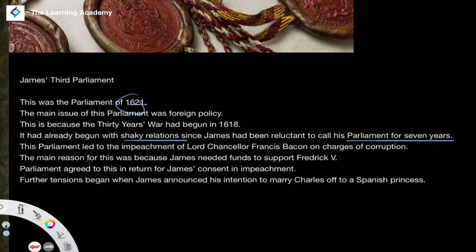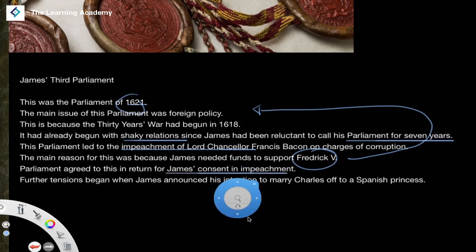And this Parliament ultimately led to the impeachment of the Lord Chancellor Francis Bacon on charges of corruption. And the main reason for this was that James needed funds to support Frederick V in the 30 Years' War. So again, this is an issue relating to foreign policy. And Parliament agreed to grant James these funds, to grant James this support for Frederick V, in return for James's consent to impeach the Lord Chancellor Francis Bacon.